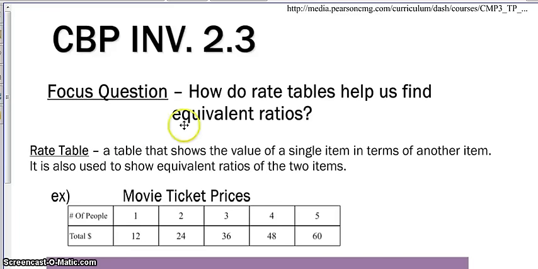All right, today we're going to go over rate tables and how they help us find equivalent ratios. This video should be a little bit shorter than the past two for investigation 2, but it's kind of a wrap up. A rate table is a table that shows the value of a single item in terms of another item. So it basically is putting our ratios into table form. We can also use it to come up with equivalent ratios for the two items.